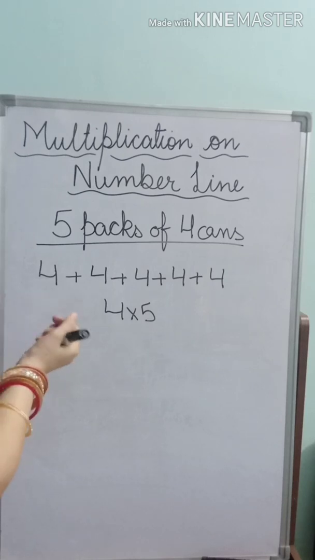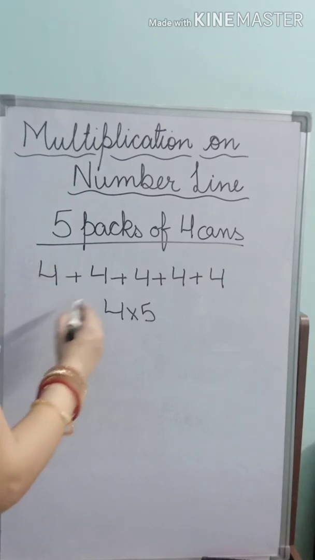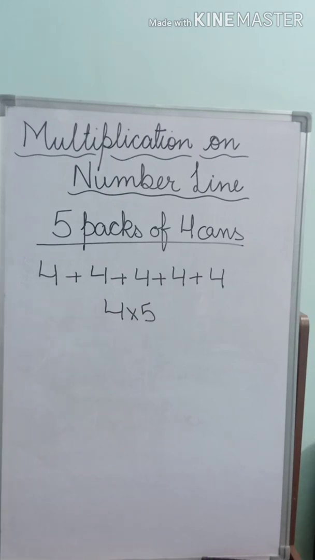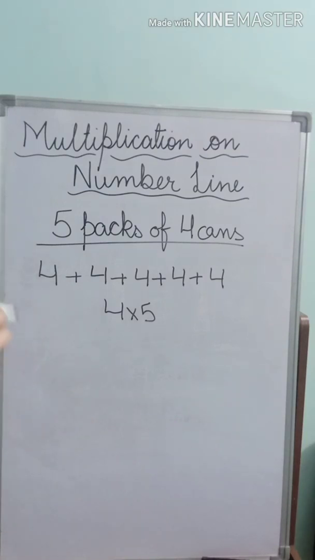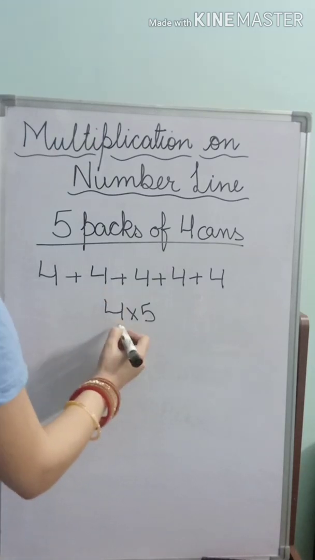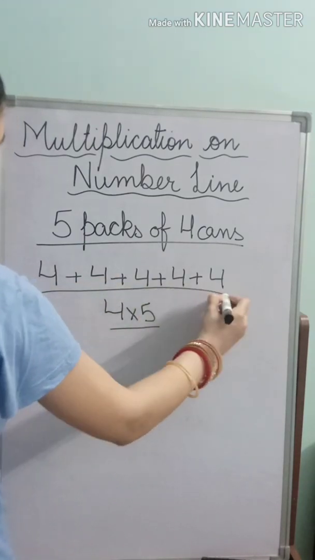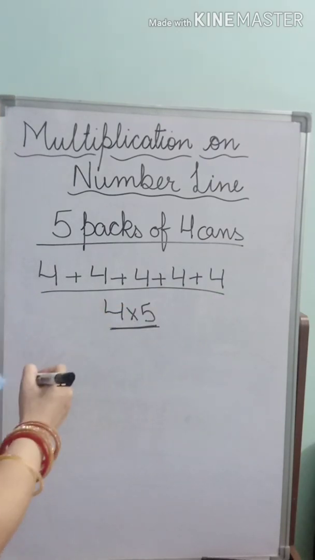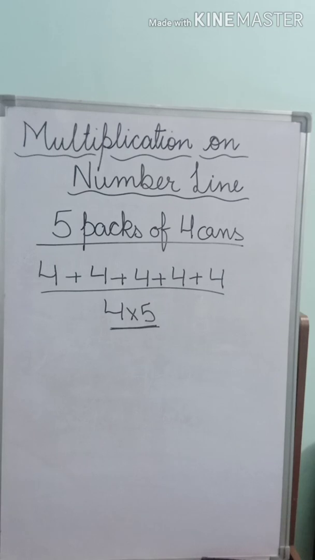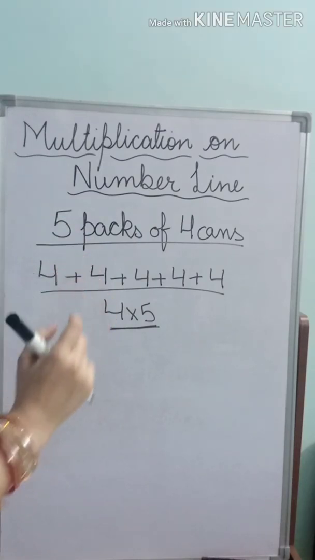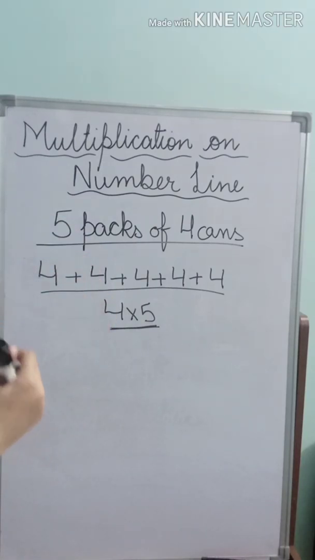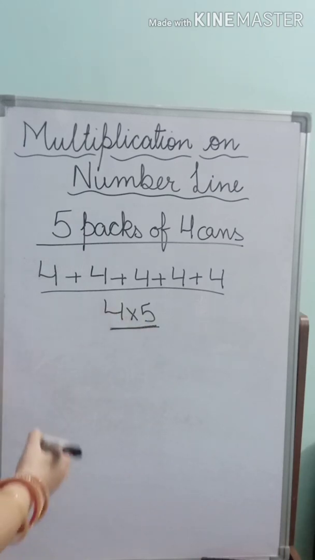So now we can find 4 multiply 5 using the multiplication table of 4. So 4 into 5, we already know that. But can I find 4 into 5 using a number line? We know how to calculate repeated addition, how to use multiplication table. But let's try to find out 4 multiply 5 using a number line. Let us see how I can do this multiplication on a number line.